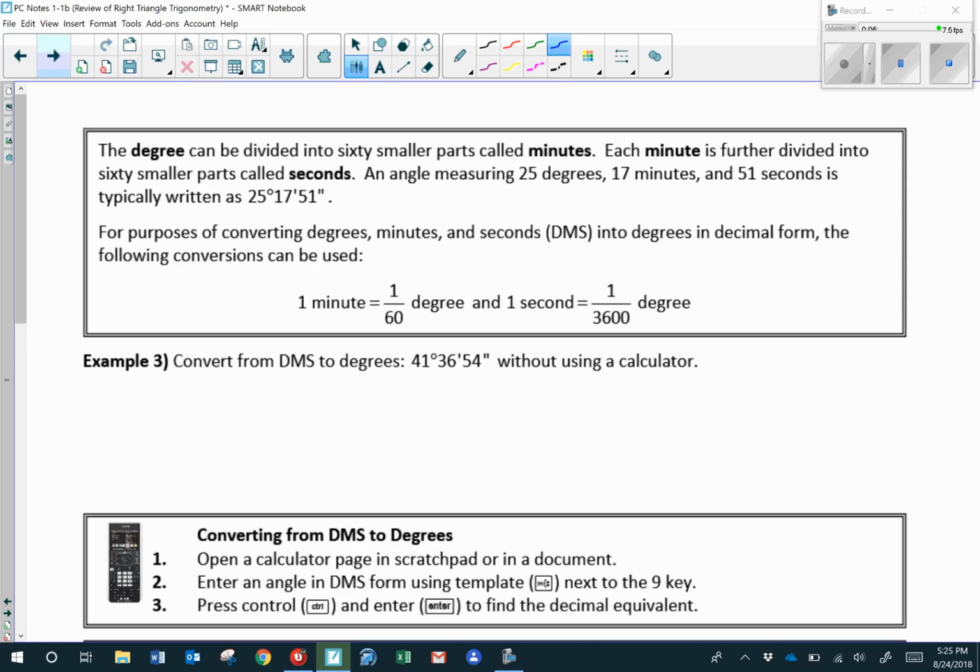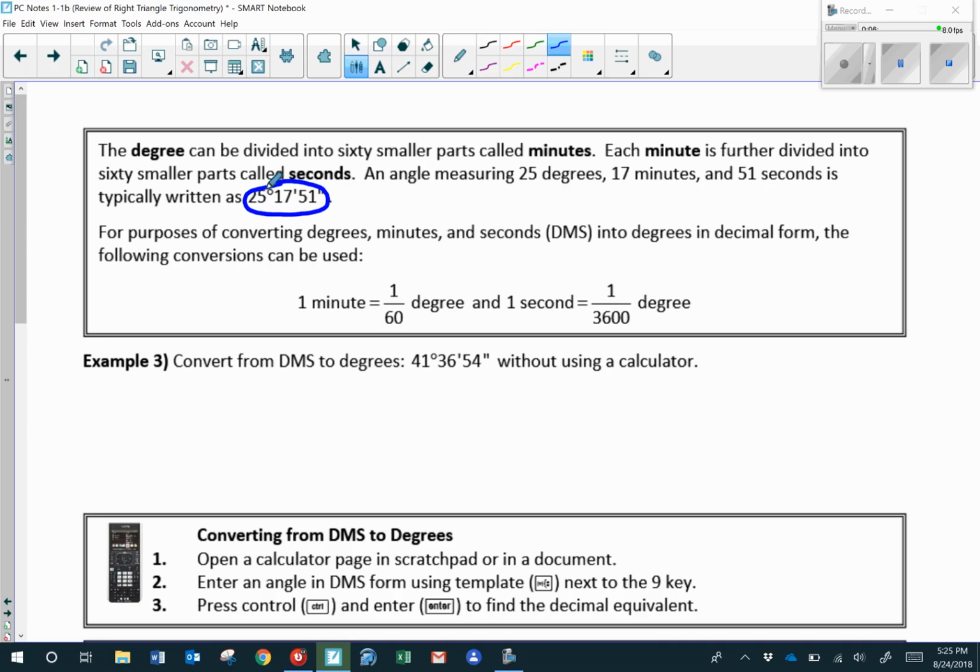On the next page, you may not be aware that degrees can be divided into smaller parts. A degree is divided into 60 smaller parts called minutes, and every minute is divided into 60 smaller parts called seconds, just as an hour can be divided into minutes and seconds, although this is different contextually because we know we're talking about an angle. So minutes and seconds refer to parts of a degree. That's typically written as follows: 25 degrees, 17 minutes, 51 seconds.